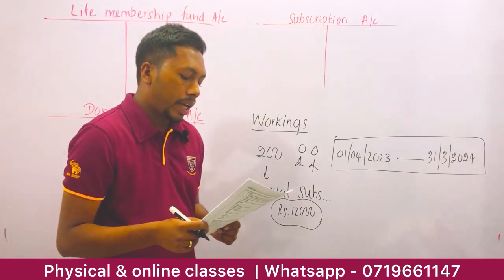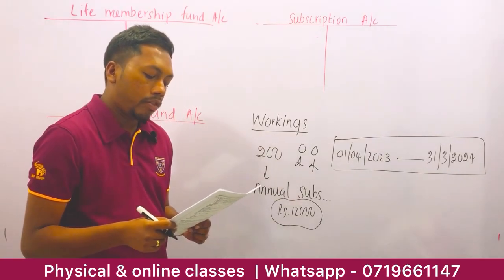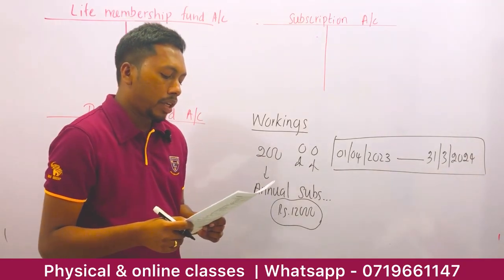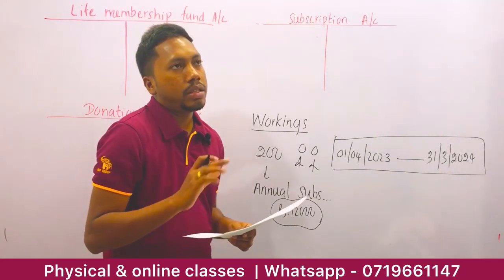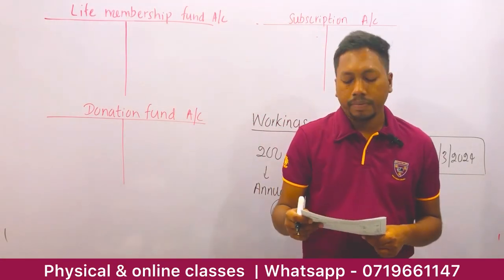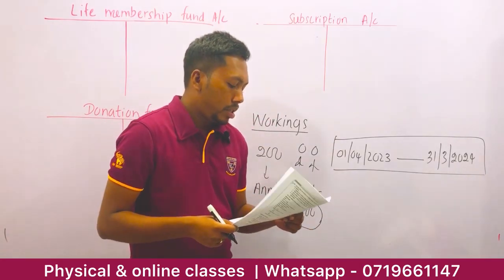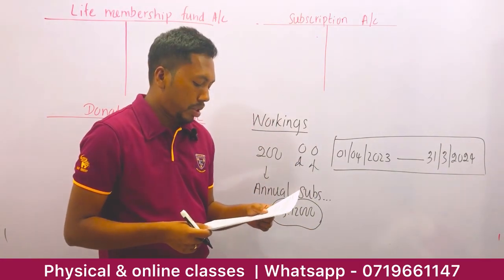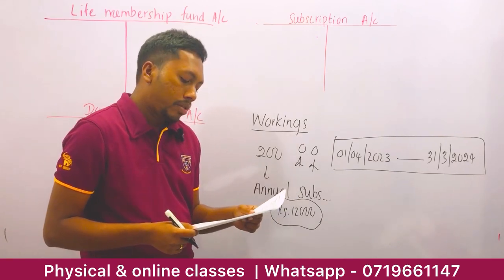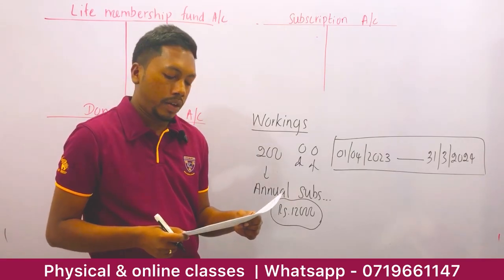Next, 50 existing members and 10 new members obtain the life membership on 1st April 2023 by paying the due amount. So that is all about life membership. First, let's read the question well so that we can then make the calculations, right? Information relevant to annual subscription. There was no subscription received in advance or subscription in arrears as at 1st April 2023.